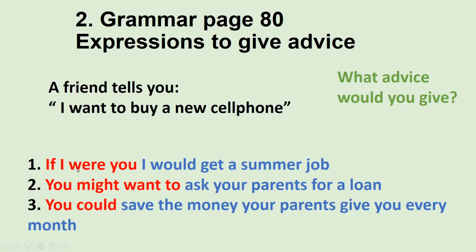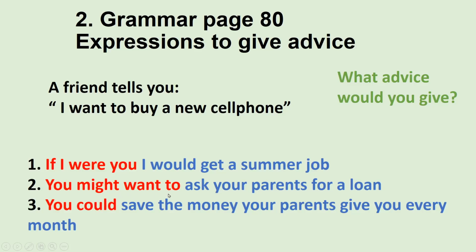The first one is, if I were you. If I were you is like if I were in your situation. In other words, what would I do? Ask yourself, if I wanted to buy a new cell phone, I would probably get a summer job. So you can say this. If I were you, it means like if I were in your situation, I would get a summer job. You can say something else like if I were you, I would repair my old cell phone. Something like that.